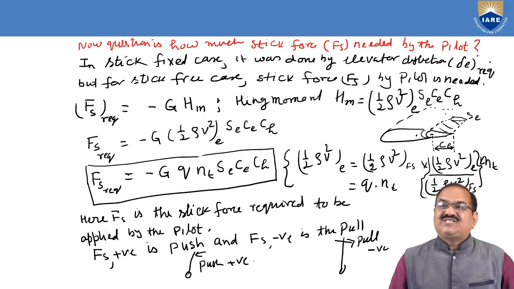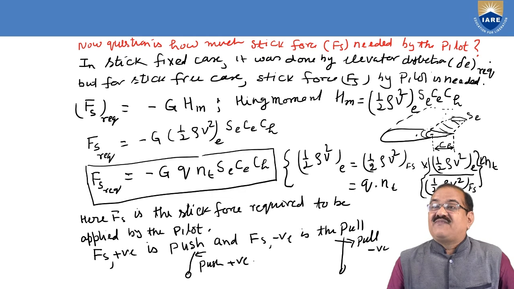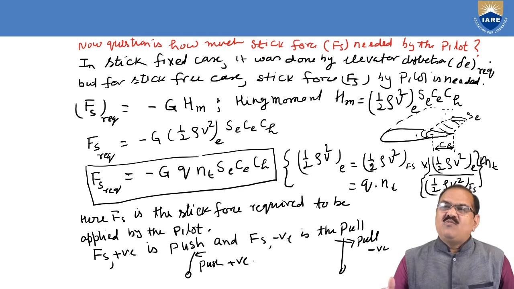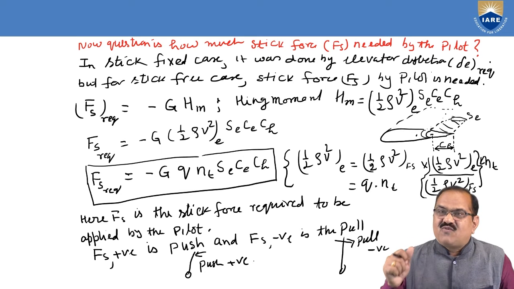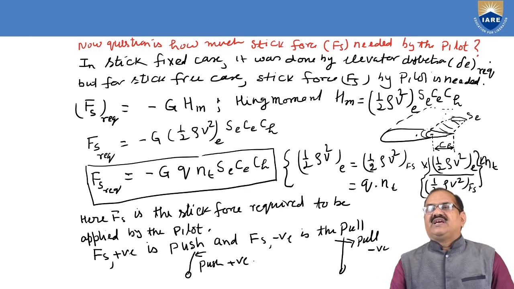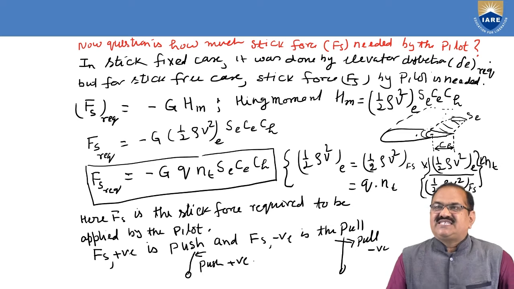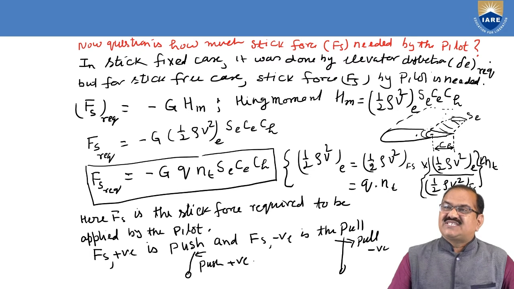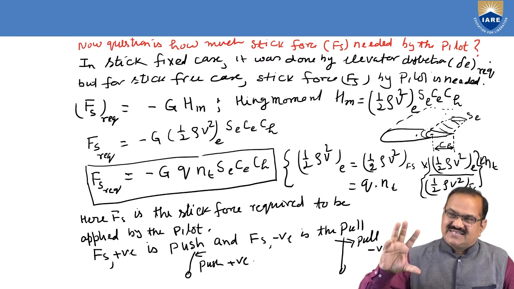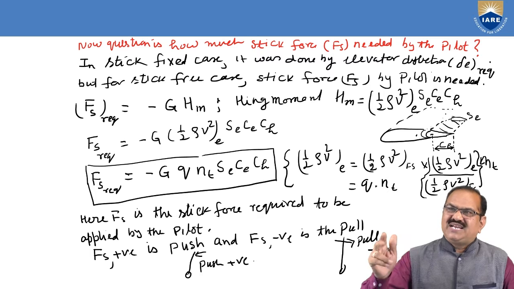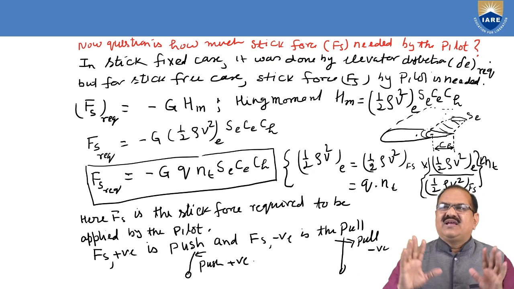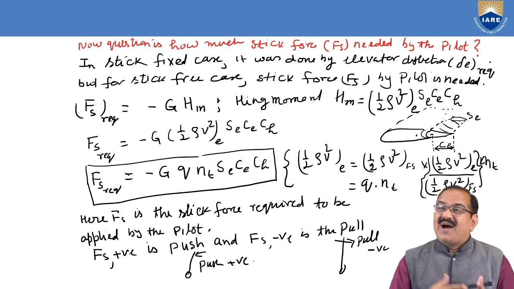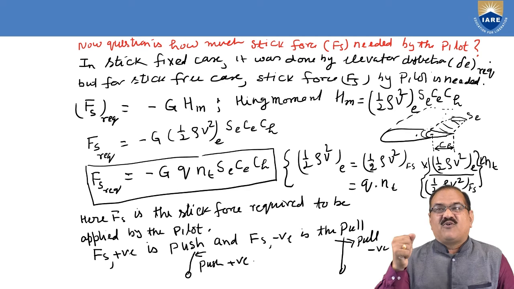Now, the question is how much stick force Fs is needed by the pilot. How much force is the pilot required to put on the stick? In the stick fixed case, it was done by elevator deflection delta E. I told you for the stick fixed case, we don't need the pilot because it is automatic, you just fix it and it will behave. But in real flying, the pilot is doing it. So how much pilot force is required? It is mandatory to understand.